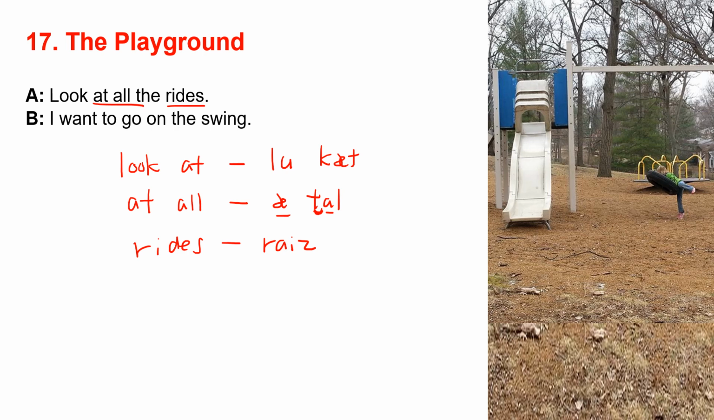I want to go on the swing. To has several sounds. One, two. So you don't have to say to, to. Say t, t. I want to go on the swing. And then I wanna. After N, T sounds like N. So you can say I wanna. I want to go on the swing. I wanna go on the swing.